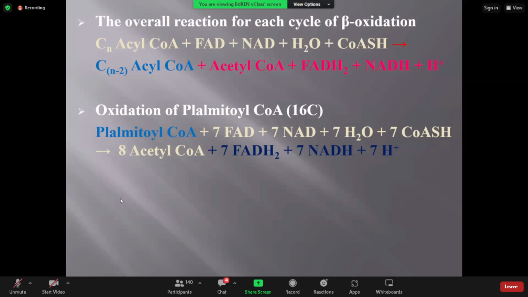Has the TCA cycle been taught? Yes, sir. Okay. If one acetyl coenzyme A enters into the TCA cycle and is completely oxidized, how much ATP will be produced? 12, sir. 12. Very good, 12. Now what about 8?